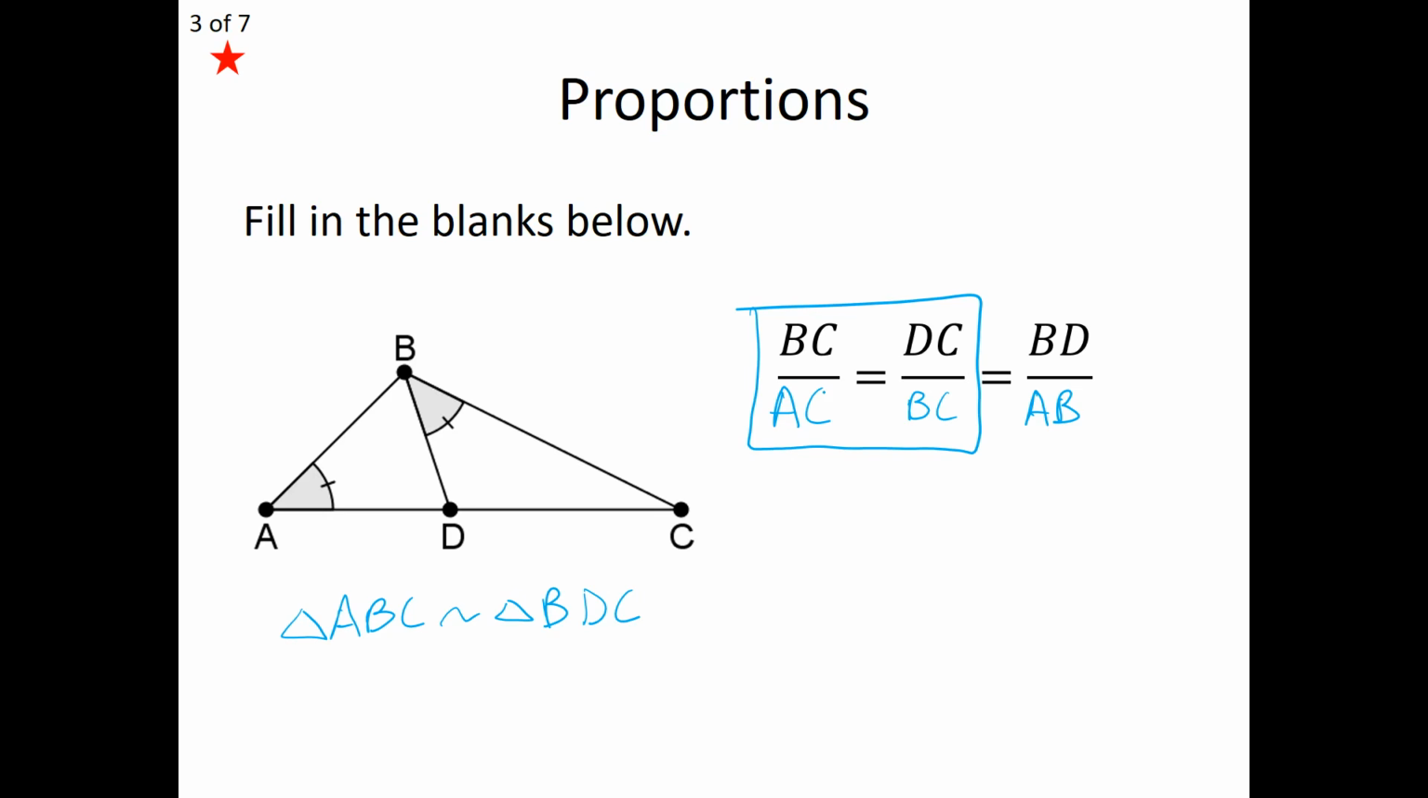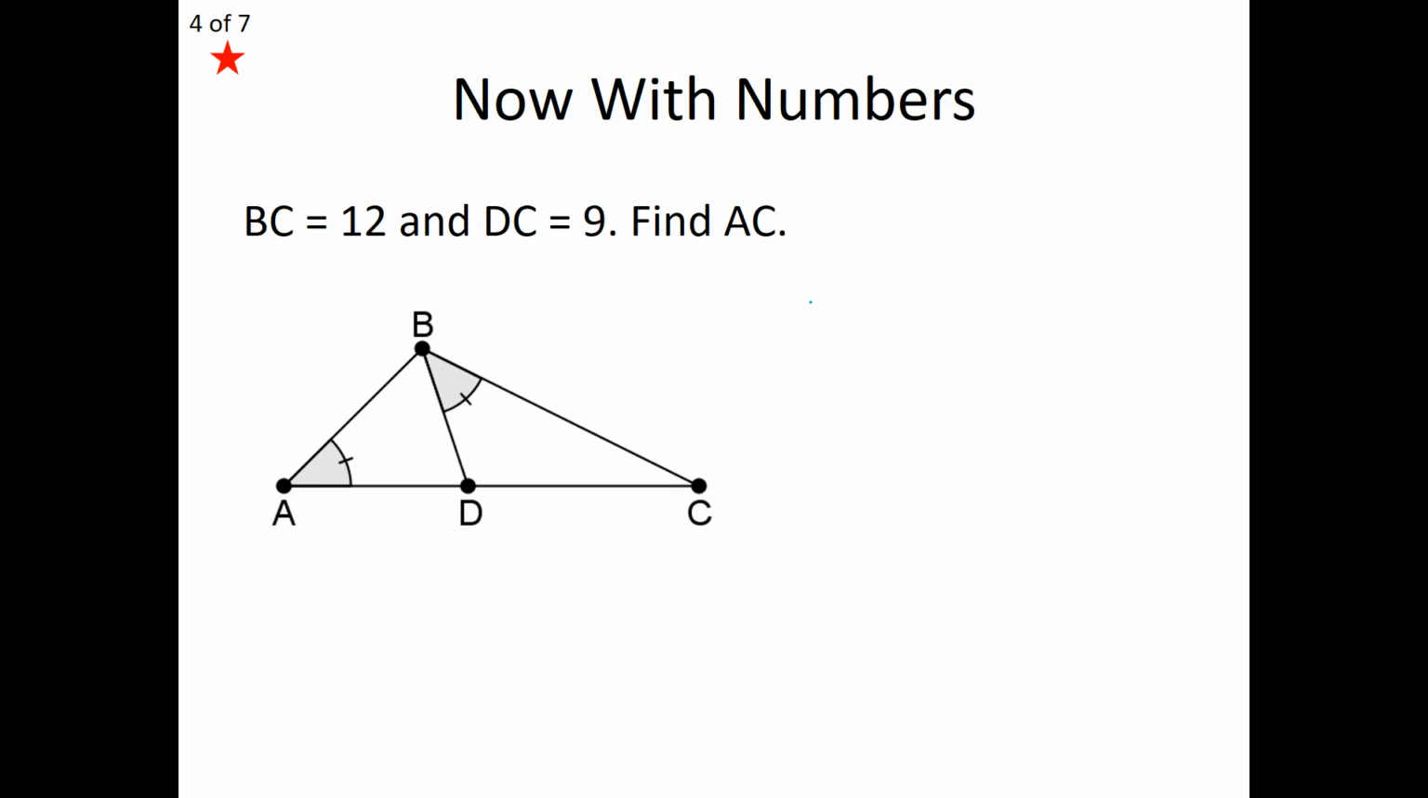What we're going to do is take this proportion with us to the next slide. So that proportion we had was that BC to AC is equal to DC to BC. That was the proportion that we found to be special in that part-whole similarity. But this time they give us some numbers. We've got BC equal to 12 and DC equals 9. We're going to find AC. We're going to take the values that we do have and plug them in.